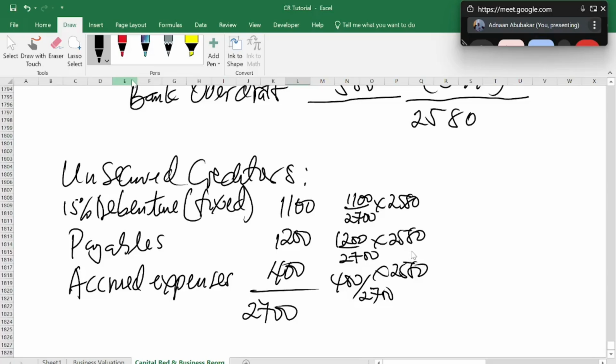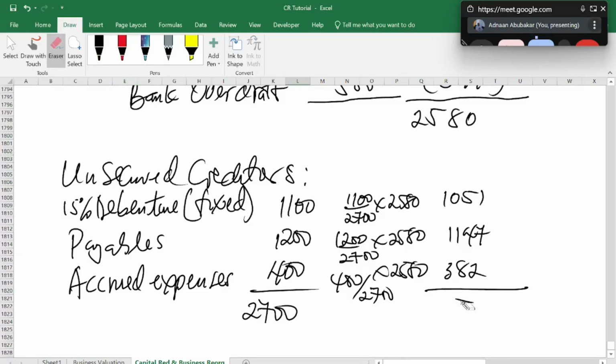First one, how much is it? 1,100 times 2,580 divided by 2,700. I have 1,051. The second one is how much? 1,147. And the other is 382. So when you sum it up, it should give you 2,580, and here it should give you zero because we will less it also.